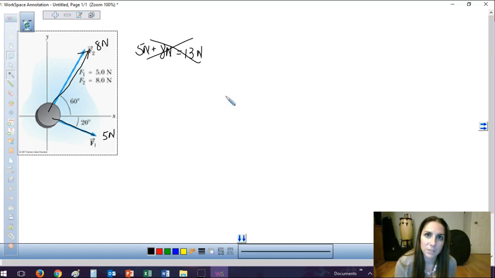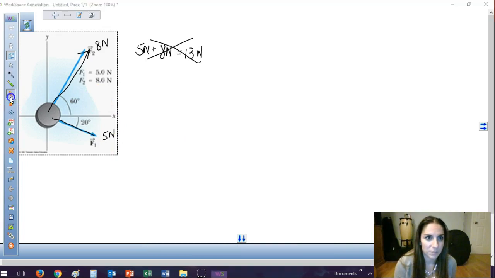So essentially what we're doing is called adding vectors together. So what we need to do is find the vector components of the forces, add those together, and then recombine them and figure out the direction of the net force.